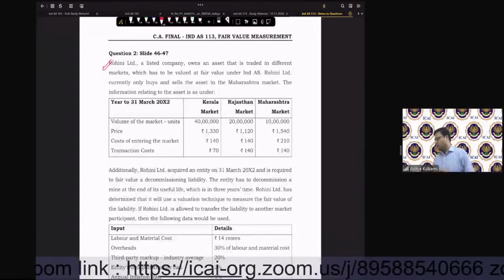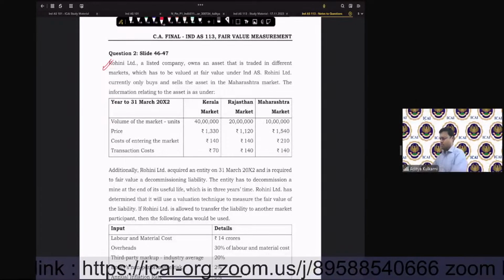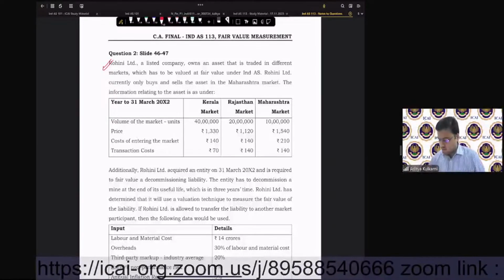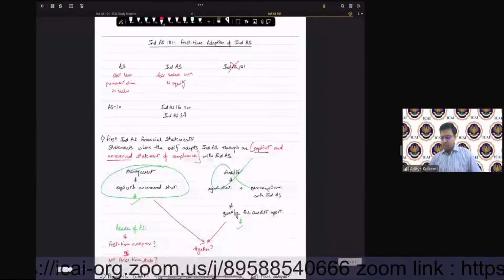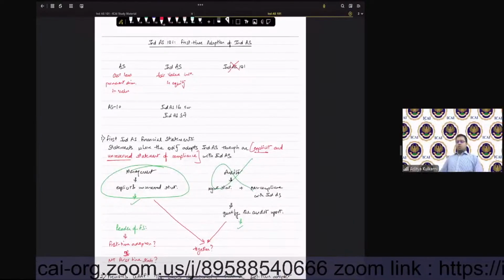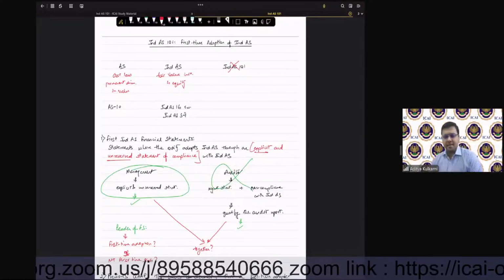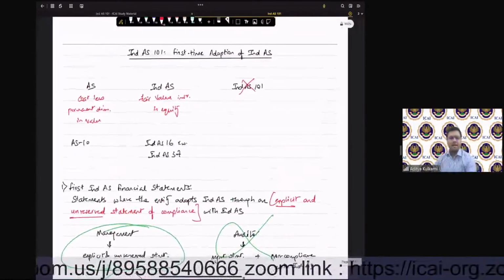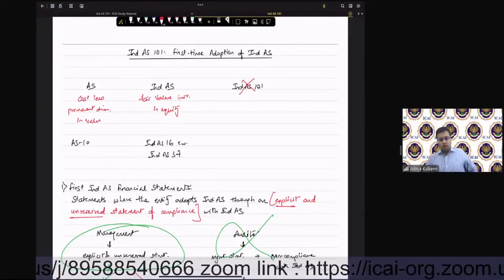We start with Ind AS 101. Fair value measurement, I think it's done, so we don't have much to go through on that now. So, we come on to Ind AS 101. This is a summary. I'm drawing from my earlier session notes itself so that we save time instead of me wanting to write.